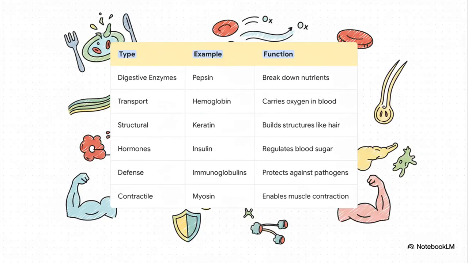It's incredible. They're the enzymes that digest your food. They're the hemoglobin that transports oxygen through your blood. They're the keratin and collagen that build your hair and skin. They act as hormones like insulin. They're the antibodies that defend you. And they're even the tiny little motors that make your muscles contract. Seriously, there is a protein for just about every task you can imagine.